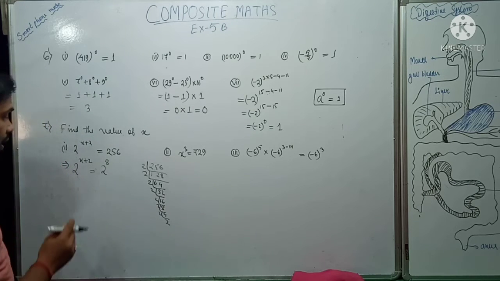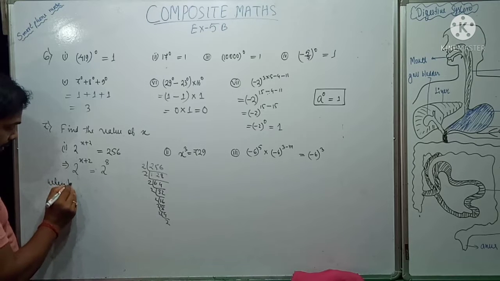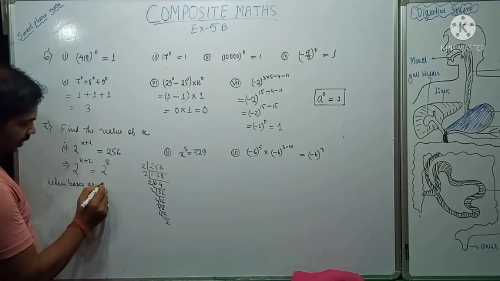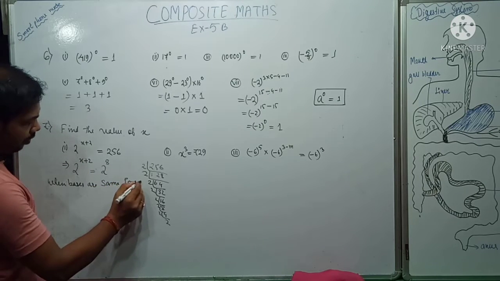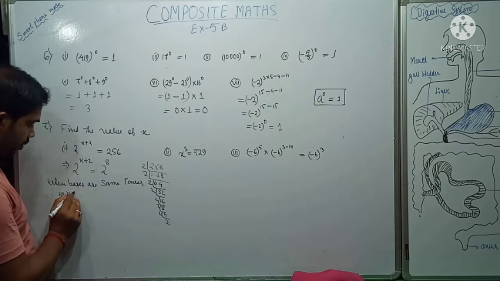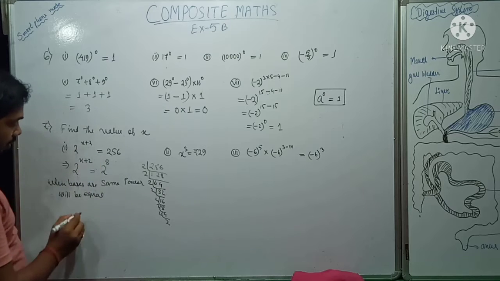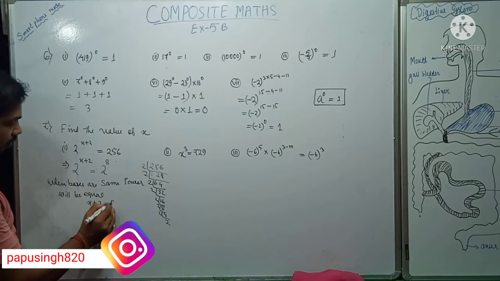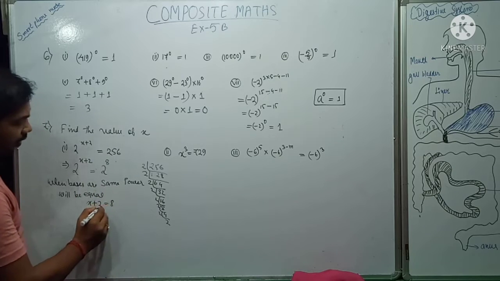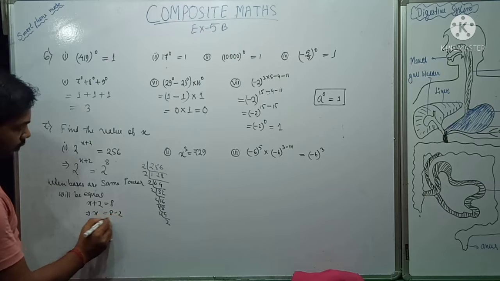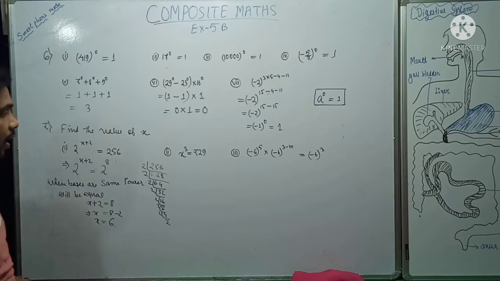Now you remember one thing: when bases are the same, then the powers will be equal. So I will write here, when bases are same, powers will be equal. Okay, so this power will be equal. So x plus 2 will be equal to 8. Now it is simple calculation. So you take 2 to this side, that means you transpose 2, it will be 8 minus 2, so x is equal to 6. So our answer came.